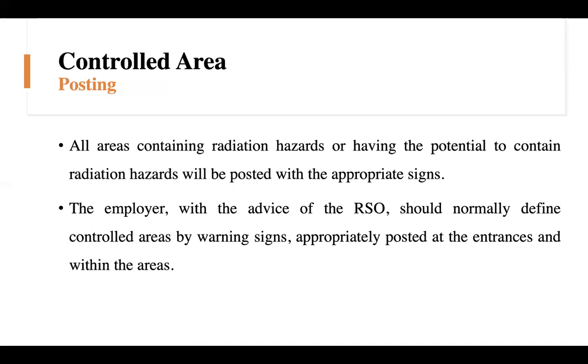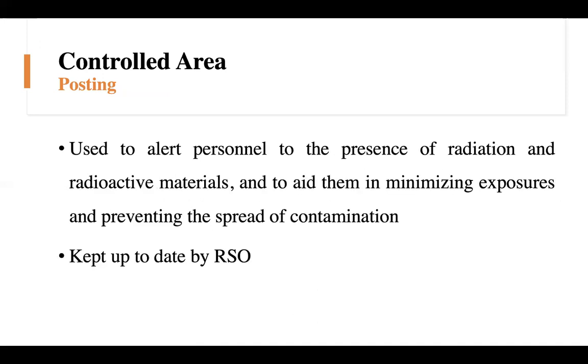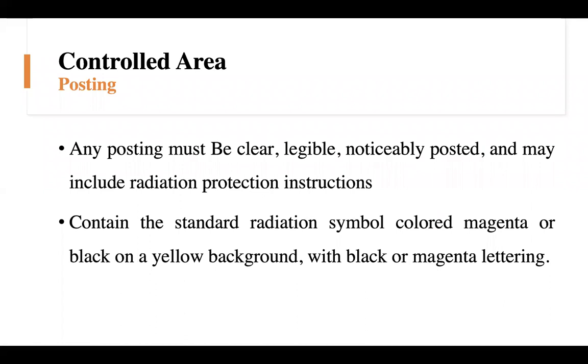Posting the controlled area. All areas containing radiation hazards or having the potential to contain radiation hazards will be posted with the appropriate sign. The employer, with the advice of the RSO, should normally define the controlled areas by warning signs, and they should be clear at the entrance of the area. It is used as a kind of alarm for people, okay, about this area, about the risk in this area, and should be updated by the RSO and employer. Any posting must be clear, legible, noticeable, posted, and may include radiation protection instruction. We will see some signs and you will understand what I mean by that.